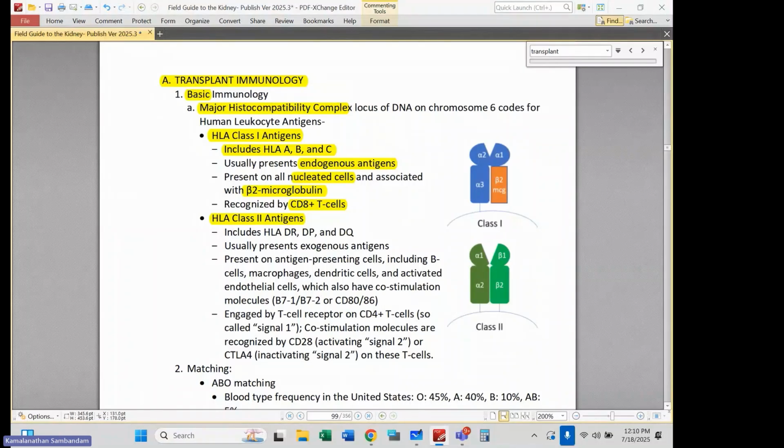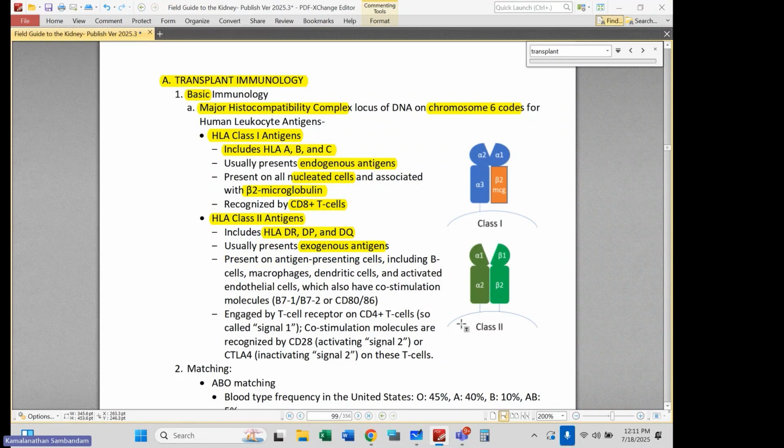Class 2 MHC or HLA molecules are comprised by the HLA-DR, DP, and DQ loci in your genome, okay? Again, A, B, and C are loci on chromosome 6 coding for these class 1 molecules. DR, DP, and DQ are also additional loci that are coding for class 2 antigens, okay? These present so-called exogenous antigens.